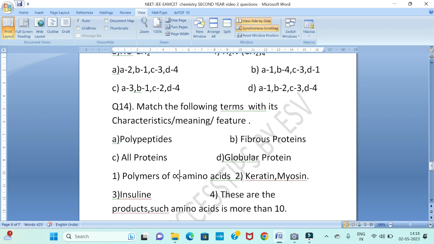Globular proteins. Insulin, and also another one is there, albumin. I have not given it here. You can easily find albumin, globu. It is easy, but I am not giving it here to avoid confusion. In the exam they may ask albumin also. Albumin, globu, albu. Insulin, globu, insu. Like that you can remember.